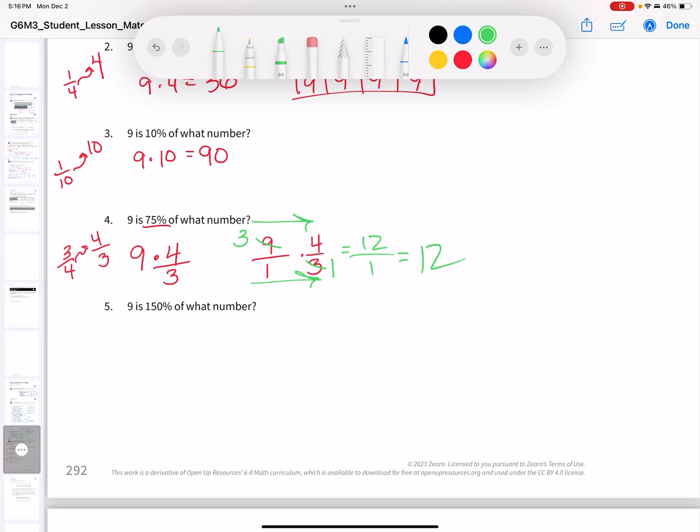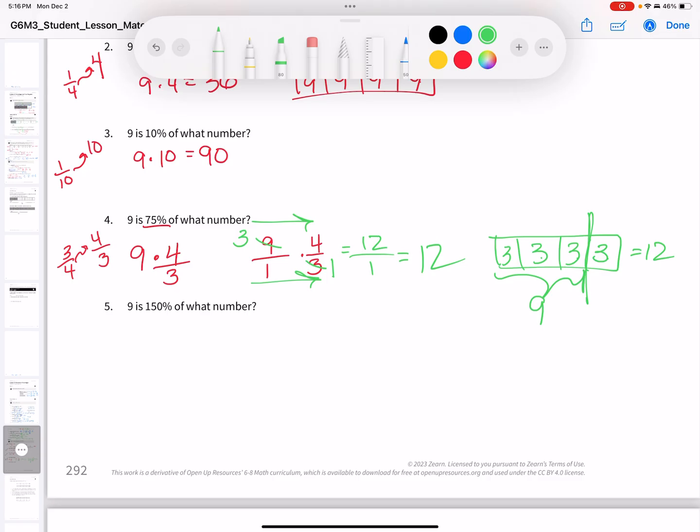We can see that in a tape diagram by saying 9 is 3 of these, right? Oops, sorry. 3 of these is equal to 9. So 9 divided by 3 is 3, 6, 9. But then I have one more. So 3 plus 3 plus 3 plus 3 is 12, or 3 times 4 is 12.